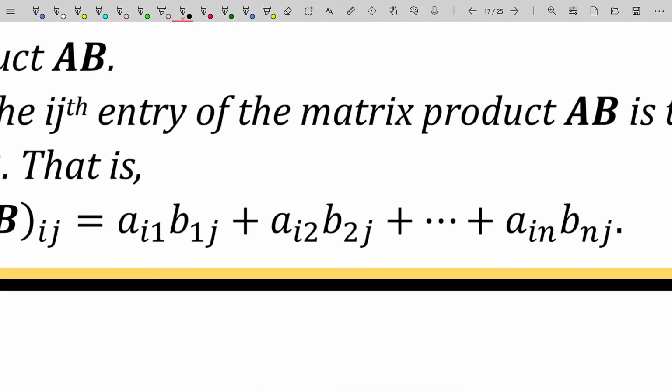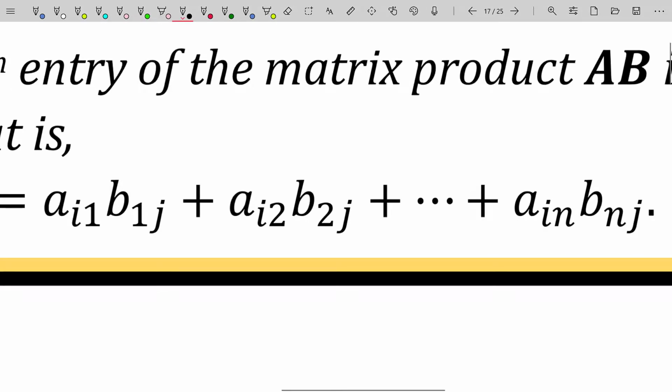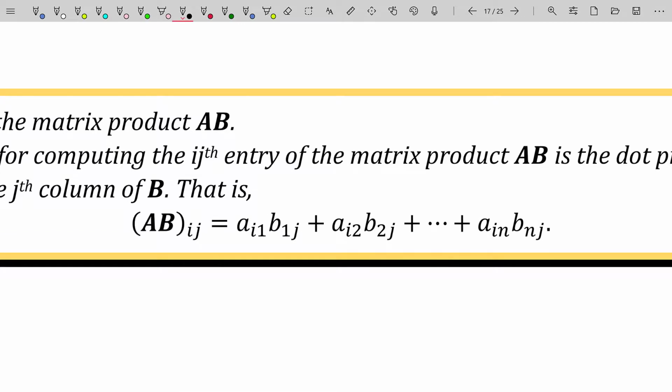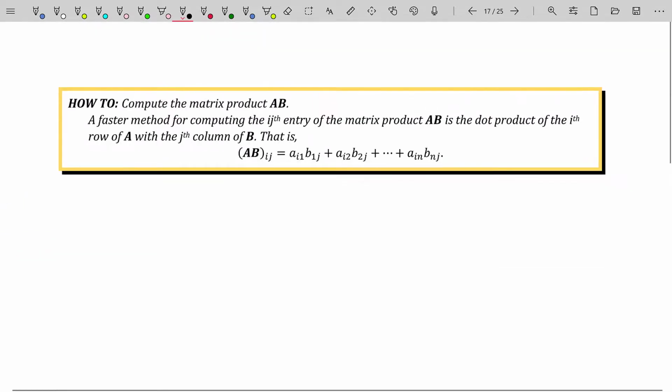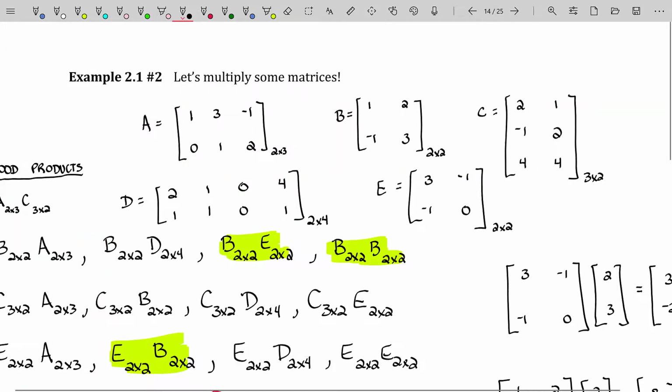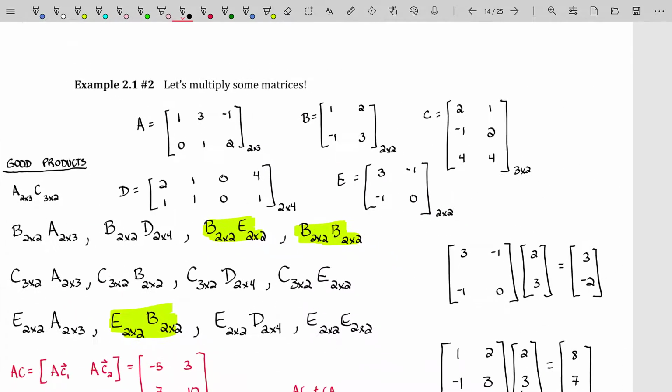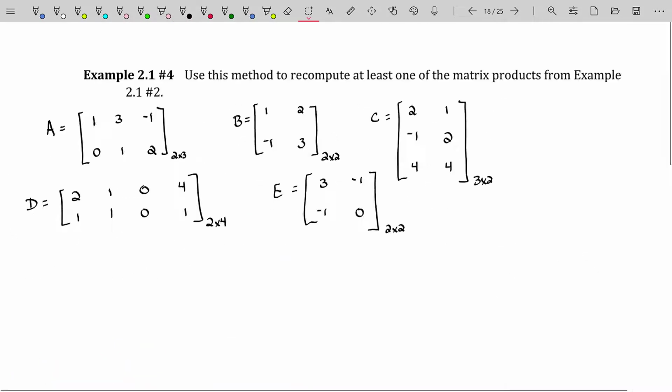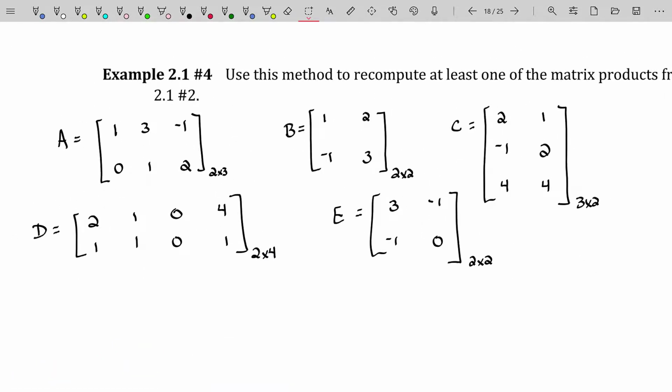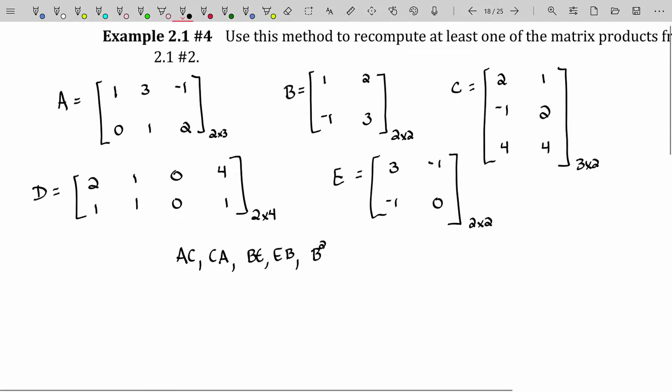Now, I gotta be honest with you. A lot of people don't memorize this notation, they just do it. And I'll show you how that is done right now. We'll go back and collect some of the matrices we used in a previous example, specifically this example right here. I'm just going to rally up these matrices, and I'll remind you that we computed the products AC, CA, BE, EB, and B squared. Now, I don't want to go through and do all those, but let's do AC.